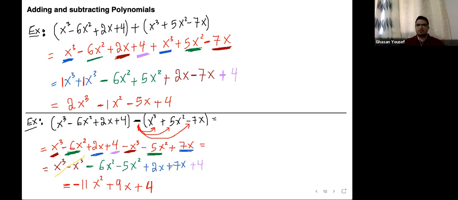Now let's go to multiplying algebraic expressions. After we talked about adding and subtracting, let's talk about multiplying algebraic expressions. Any question before we move to multiplying? No questions? Is it easy?